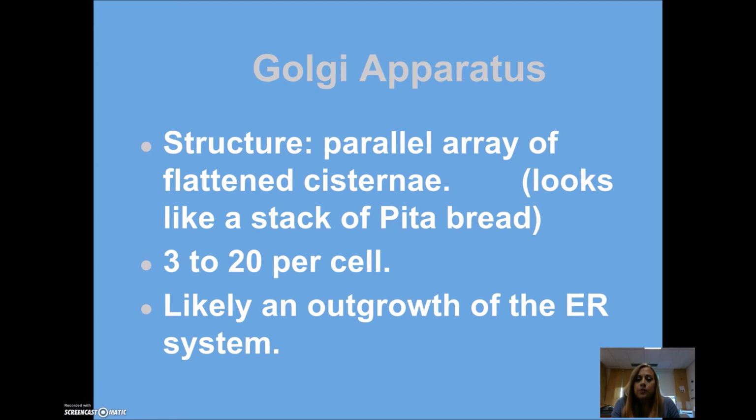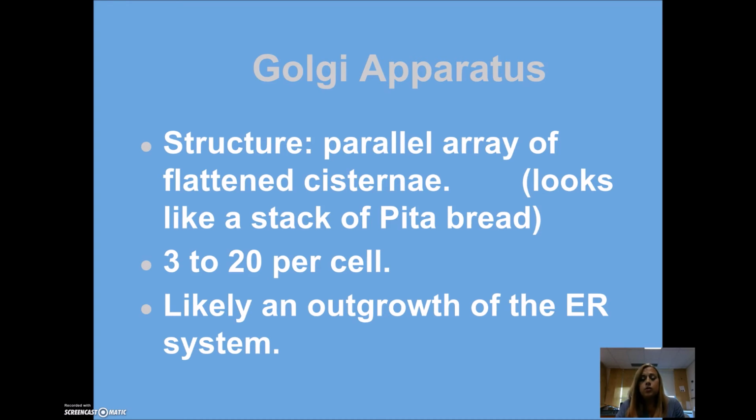Next, we have the Golgi apparatus. You'll also see this written as Golgi bodies. The structure is a parallel array of flattened cisternae. Really, it looks like pita bread, sort of stacked together. Again, you're going to have 3 to 20 of these per cell.